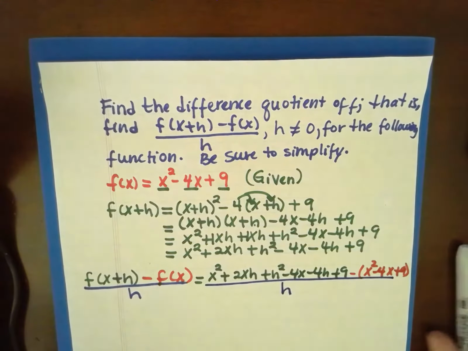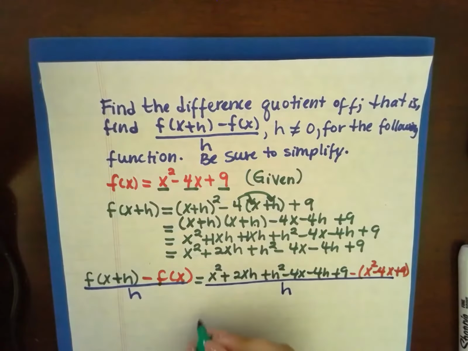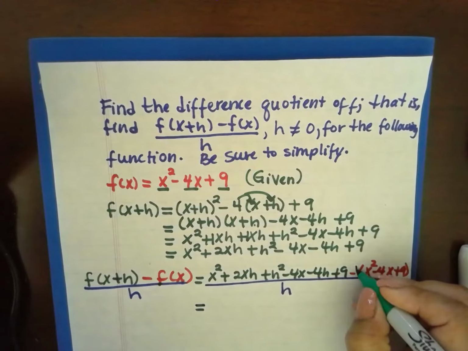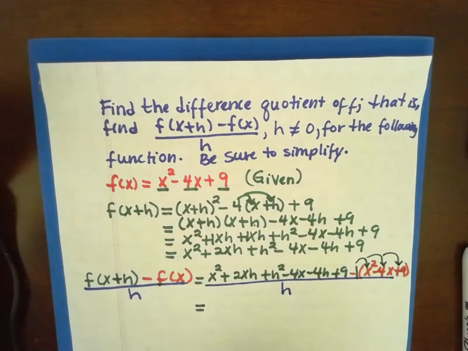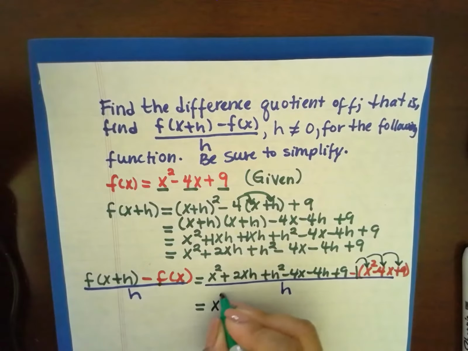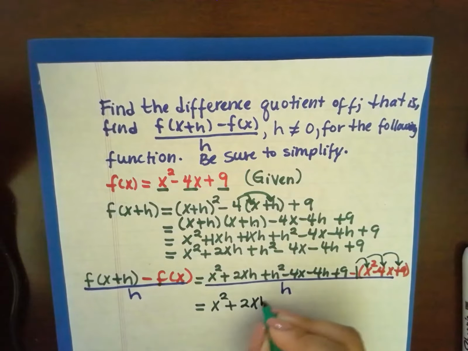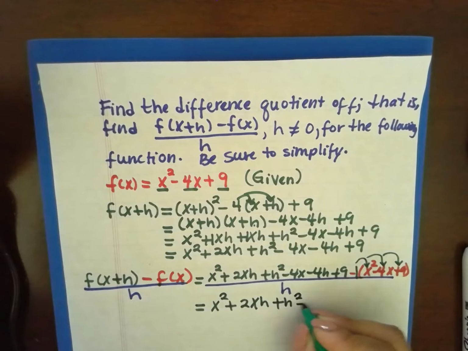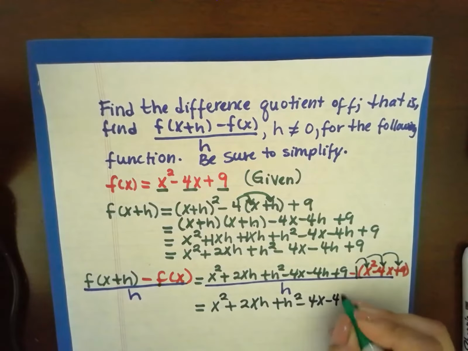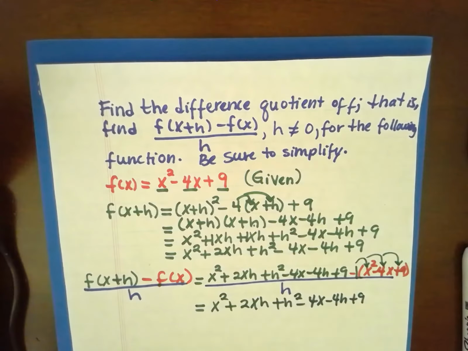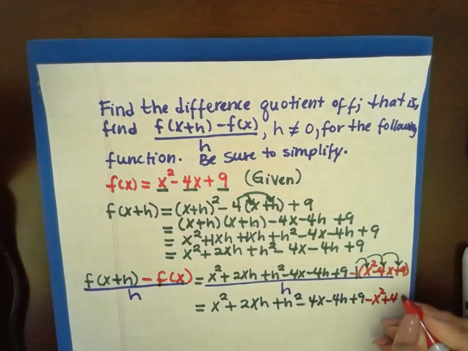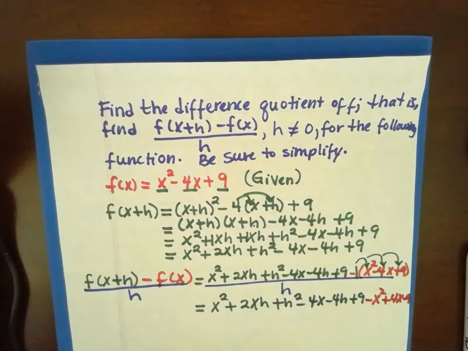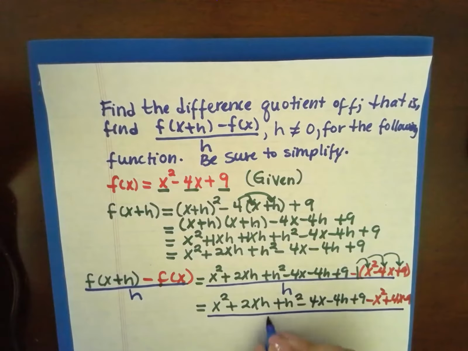So now all we have to do is simplify the numerator. And in order to do so, remember there is an implied 1 here. That becomes a -1 using the distributive property. So the first term remains x squared plus 2xh plus h squared minus 4x minus 4h plus 9. And the second term, minus x squared plus 4x minus 9. That's to distribute through the last term there. So your denominator will continue to be h.